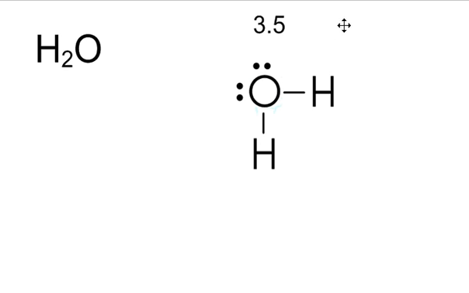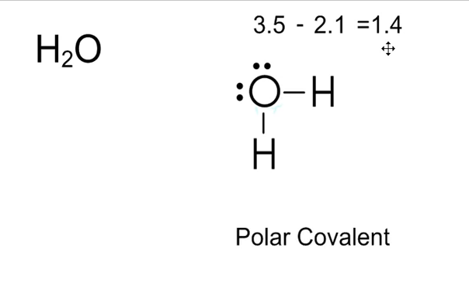Oxygen's at 3.5, the hydrogen's at 2.1. If I subtract, I get a difference of 1.4. Now, on our diagram, that was definitely polar covalent. In fact, that's very polar. So if we consider how the electrons are distributed, we know that oxygen is pulling the electrons a lot more strongly than the hydrogen. So the oxygen is going to end up with a partial negative, and the hydrogen is going to end up with a partial positive.